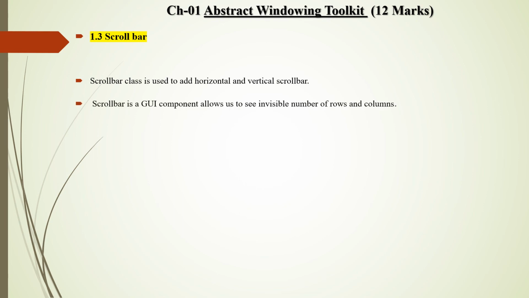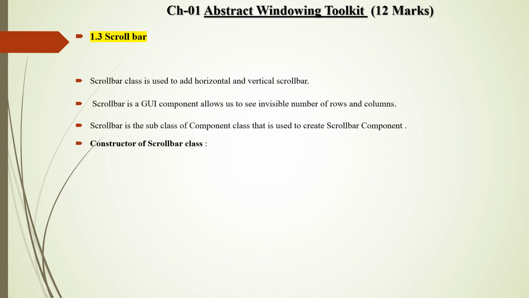The next AWT component is scroll bar. The Scrollbar class is used to add horizontal and vertical scroll bars. So there are two types of scroll bar, vertical and horizontal. Scroll bar is a GUI component that allows us to see invisible number of rows and columns. Scrollbar is a subclass of the Component class that is used to create the scroll bar component.